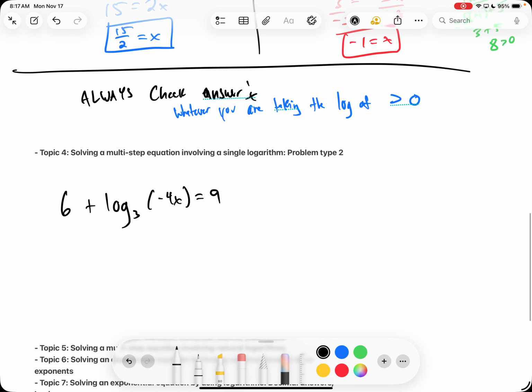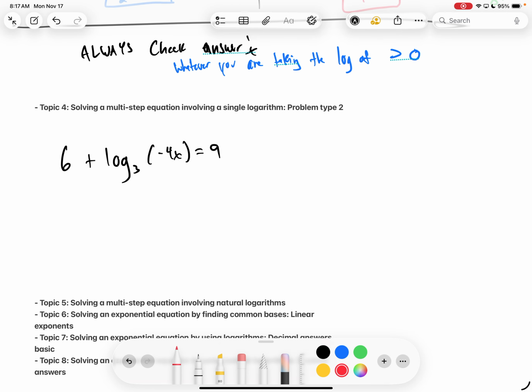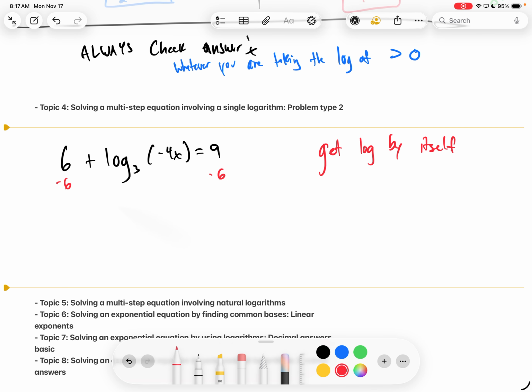Negative 4x equals 9. All right, what you want to do first is get the log by itself, okay? And the problem that I didn't put in here is, sorry, I went blank. Combine logs, like if it's a problem that has multiple logs in it, you combine them using those properties that we talked about. So the first thing you want to do is get the log by itself. So I'm going to subtract 6 from both sides. So I have log base 3 of negative 4x equals 3.